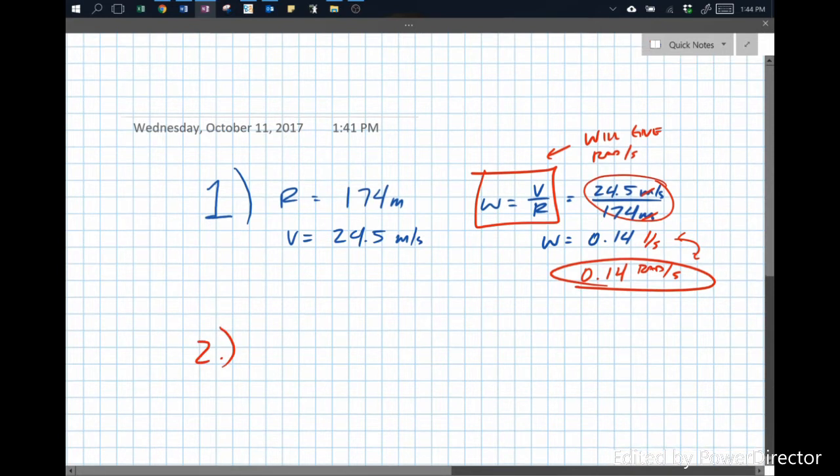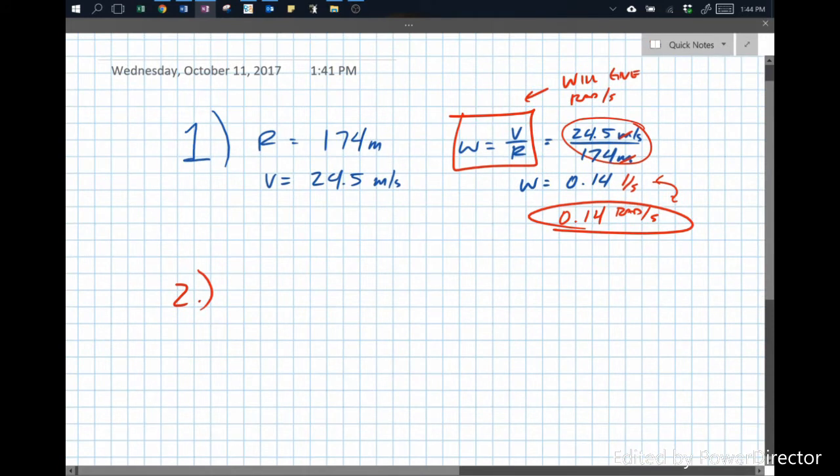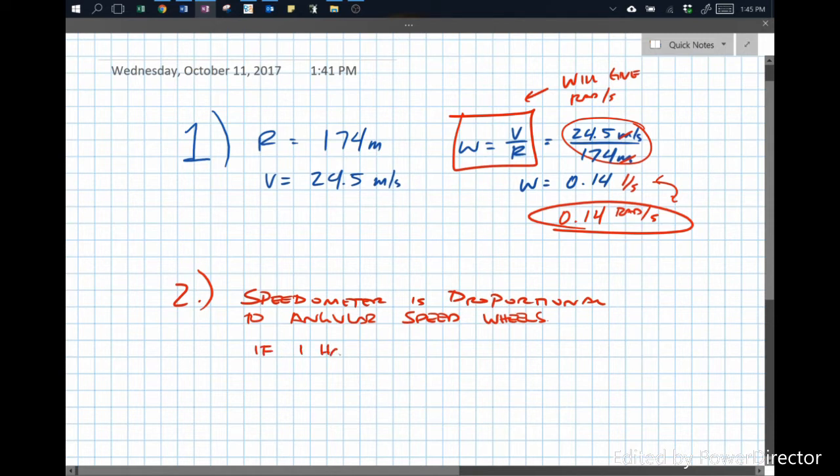Okay, second one. For the second question, the speedometer is proportional to the angular speed of the wheels, and if we have larger wheels, what happens to the speedometer?